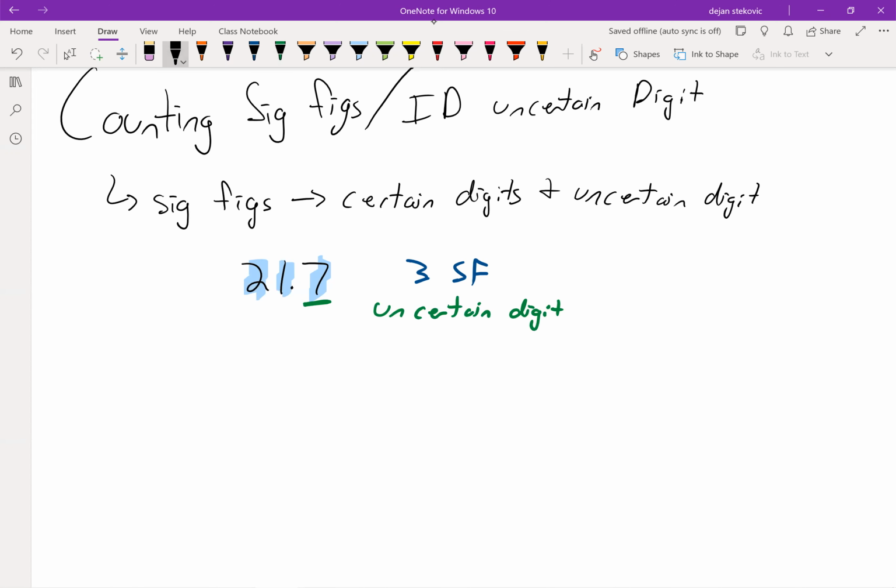And then after that, we took the measurement of 21.68. If we think about it here, all these 3 are our certain digits. So those are significant. And then that one's our guesstimated, our uncertain digit. So that's also a sig fig. So this has 4 sig figs. And in this case, the uncertain digit is now in the 100th place, whereas before it was in the 10th place.